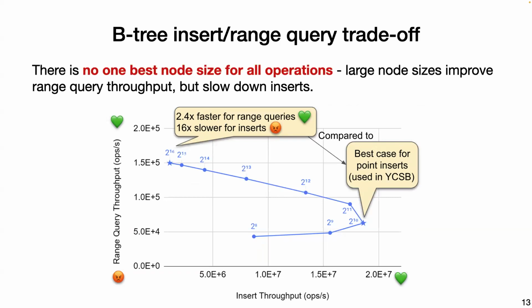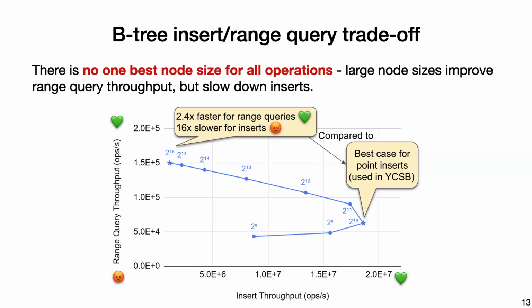Like I was saying, there's not one best node size for all the operations, like there's the trade-off between point and range operations. Large node sizes can increase your range query throughput, but then your inserts become slower. And this is just another way of visualizing the same data that I showed earlier, but this is not normalized anymore. So the way that you read this is range query throughput. Up is good. This is like operations per second. This is insert throughput. Right is good. Right is higher. You want more inserts per second. And these are like different settings of your node size.